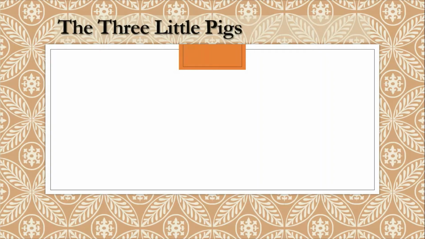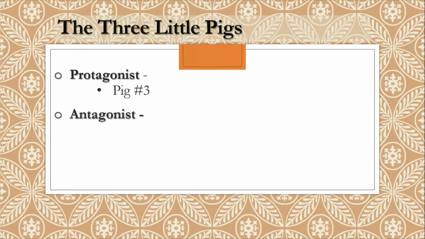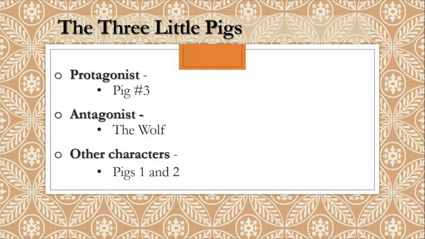So let's go ahead and look at the characters, okay? So who is the protagonist? Yes, very good. Pig number three is the protagonist of the story. And who is the antagonist? Well, yes, of course, the wolf. That's the antagonist. How about supporting characters or other characters? Who are they? Well, we have pig number one and pig number two.